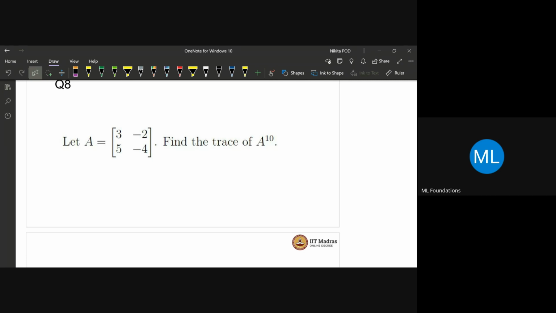How will you do it? So, ma'am, we can find the eigenvalues, create the matrix, and then calculate that diagonal matrix raised to 10, and then just add those two entries. Okay, so your A to the power 10, this should be what? This would be P D to the power 10 P inverse, right?